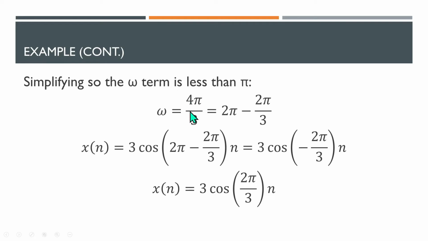Omega is equal to 4π/3, so that is also equal to 2π minus 2π/3. We can now replace the 4π/3 term in our equation by this one. Therefore, we have x(n) equals 3 times cosine of (2π minus 2π/3)n. That's equal to 3 times cosine of negative 2π/3 n. And further simplifying, x(n) is equal to 3 times cosine of 2π/3 n.